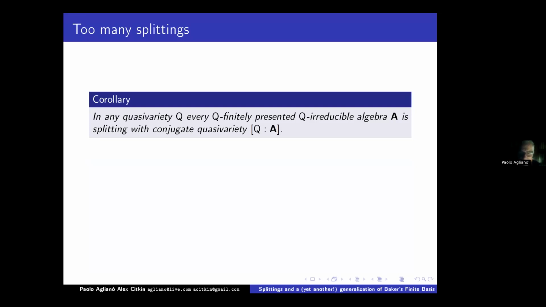In any quasi-variety, every Q-finitely presented, Q-irreducible algebra is splitting, with conjugate quasi-variety Q over A. So every Q-finitely presented, Q-irreducible algebra, which means that there are a lot of splittings, right? Because if you take a quasi-variety of finite type, and you take a finite algebra, then it is finitely presented. So you take all the finite relatively subdirectly irreducible algebras in the quasi-variety, as long as the quasi-variety has only finitely many operations, those are all splitting algebras. So there is a lot of them.